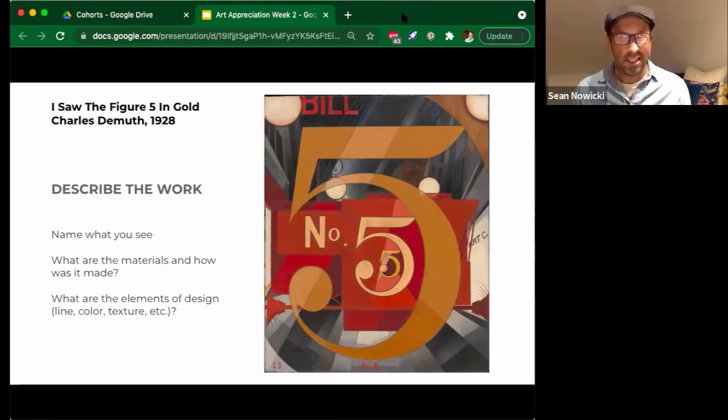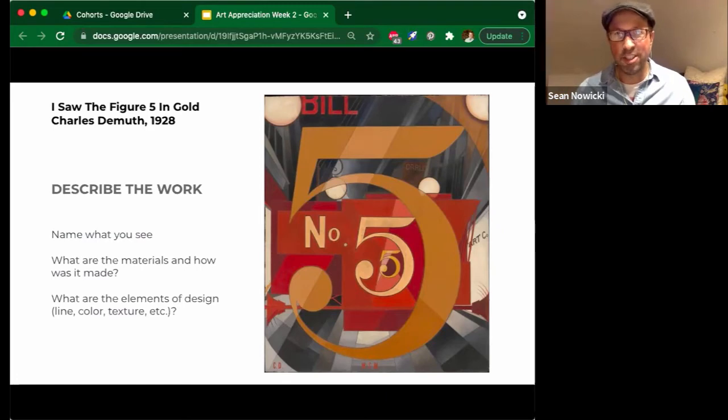So let's begin. We have to describe the work. Again, this is just talking about what you see. I'll name something, and then we'll go through all the people, and everybody just name 1 or 2 things that you see, and try for something that somebody else hasn't seen. So we're trying to get as much as we can. I'm going to start with the obvious.